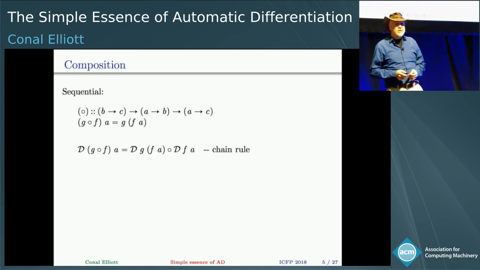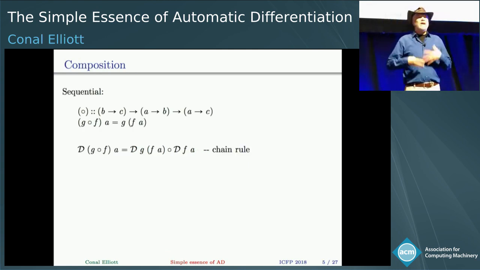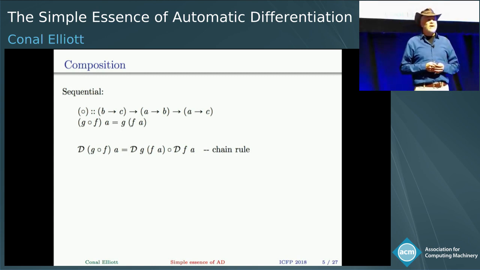Okay, so if we want to understand how to compute derivatives of functions, it helps to look at the basic building blocks of functions themselves. One is sequential composition. If we know how to compose two functions, then the chain rule tells us how to differentiate their composition. It says the derivative of a composition is the composition of derivatives. You probably learned it was the product of derivatives, but that product represents composition.